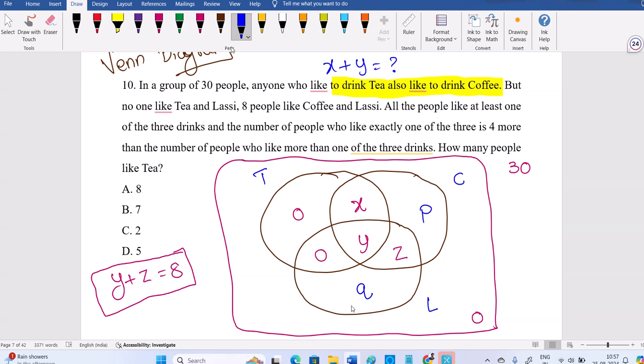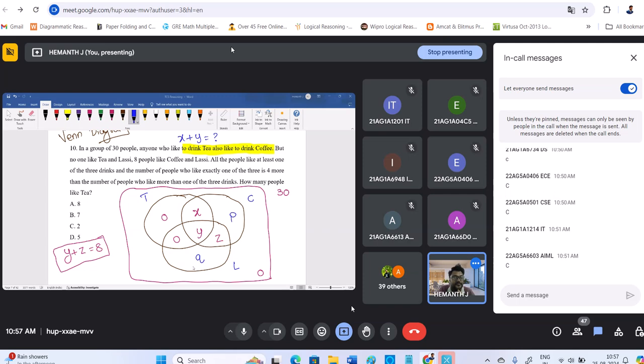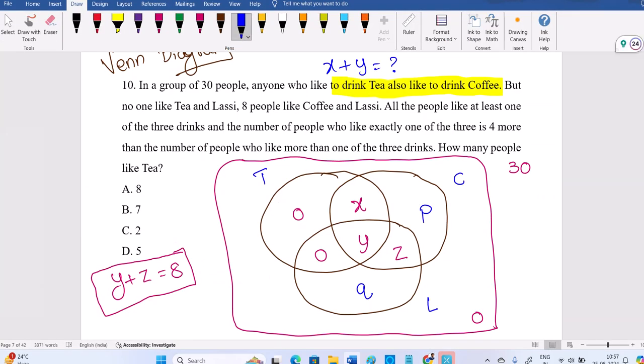And the other thing is, those who like exactly one of the three means p plus q is 4 plus x plus y plus z. That's one more relationship you can find. So with that, if you write it, you can do it. Many people skip here, but if you write one more step, you can do it. Let me check how many of you have solved this. No one yet? Fine. I hope up to here you are clear, right?